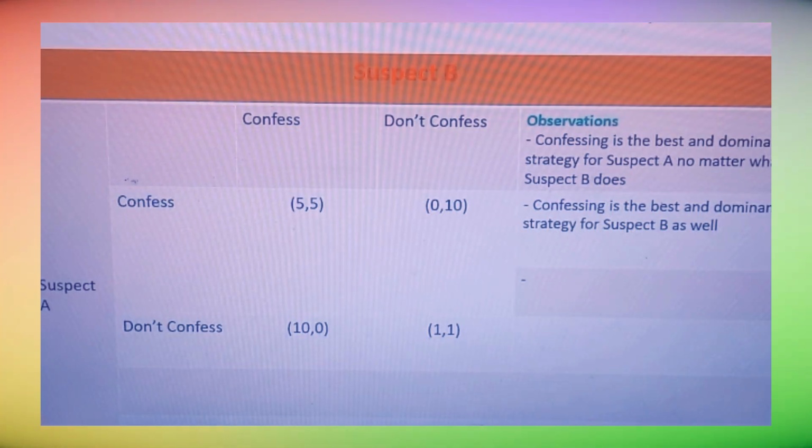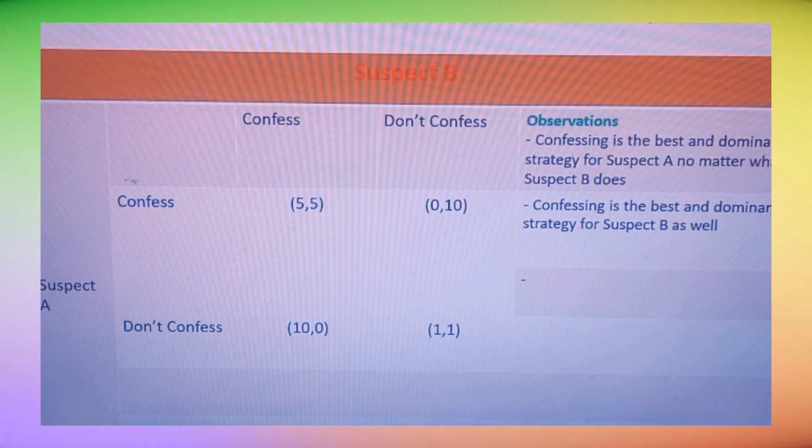Game theory can be better understood with the help of the prisoner's dilemma. Two prisoners, suspects A and B, are arrested and put in two different cells, and both are not allowed to consult each other. So it is a non-cooperative game. Suspect A and suspect B are given a payoff matrix. If both A and B confess, both will get jail for 5 years.